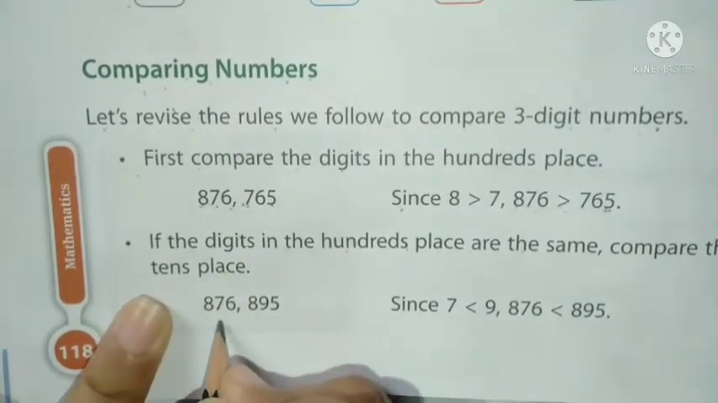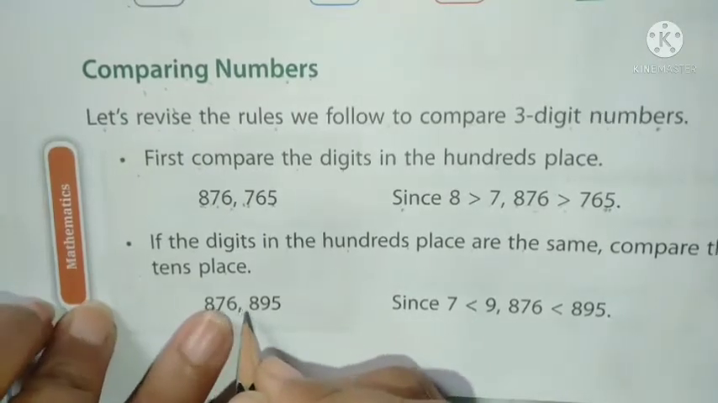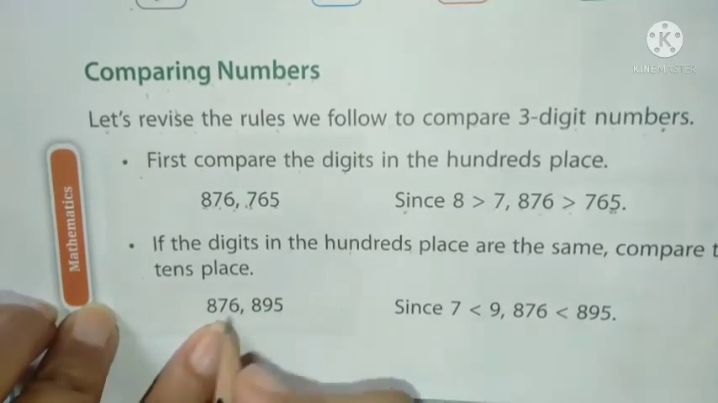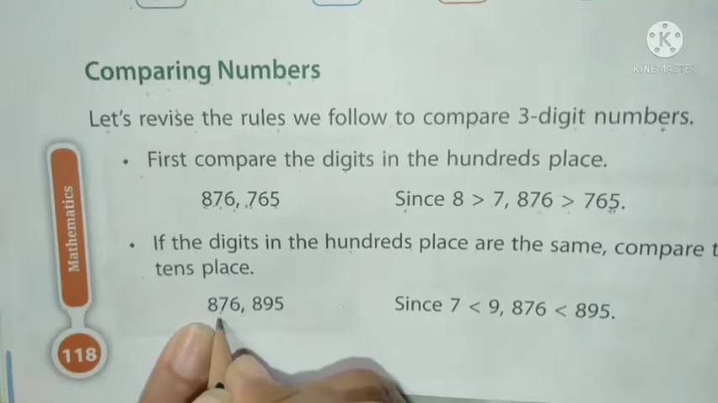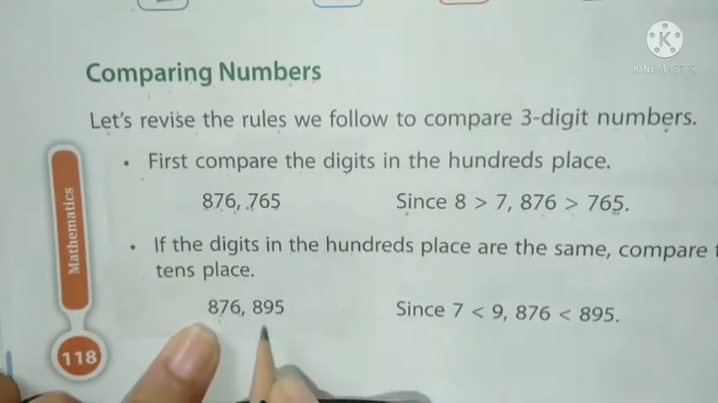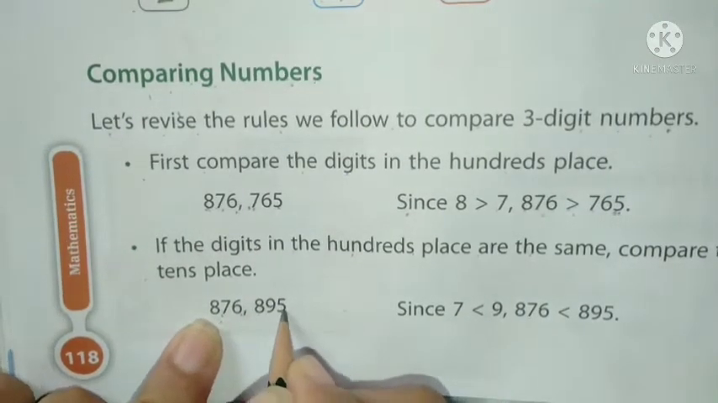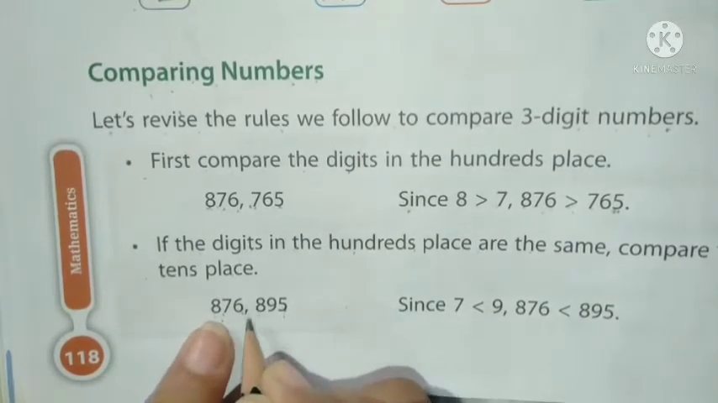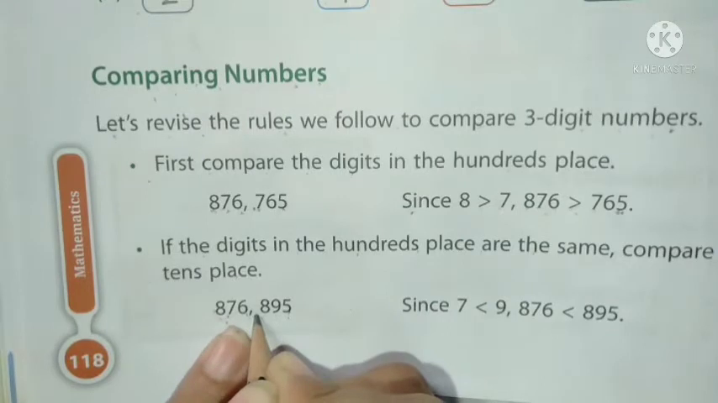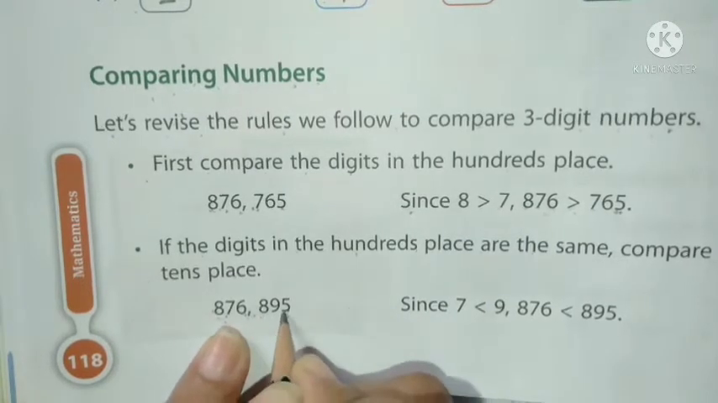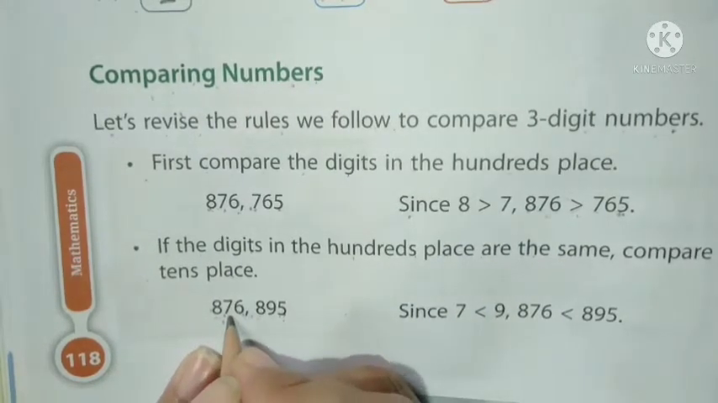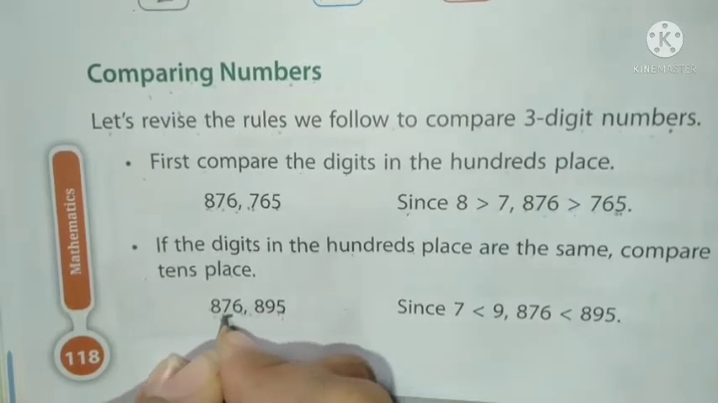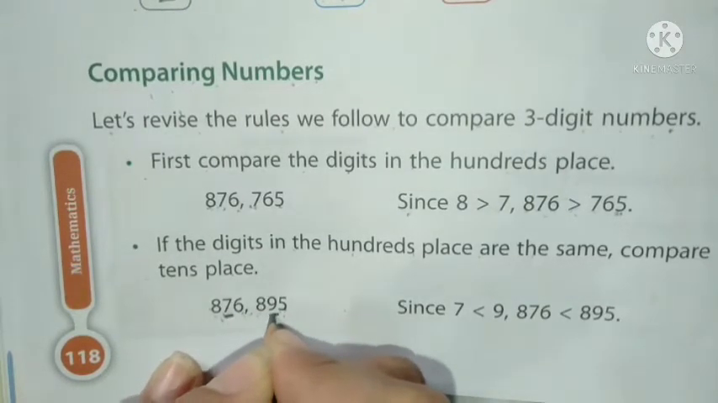Now if the digits in the hundreds place are the same, compare the digits in the tens place. Students, if the digits in 100 place are the same, pay attention here. Here two numbers are given, 876 and 895. In these two numbers, 100 place are the same, 8 and 8. Okay. So compare the digits in the tens place. So we have to compare the tens place.